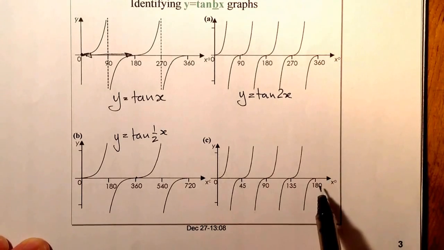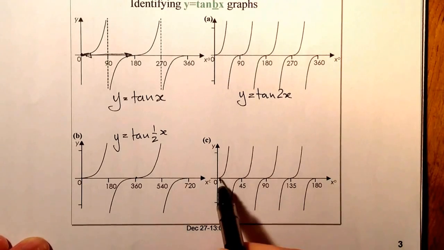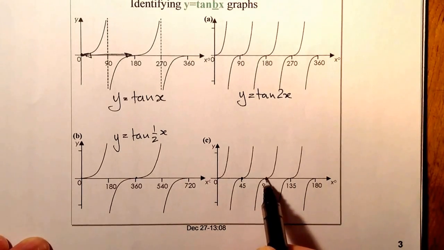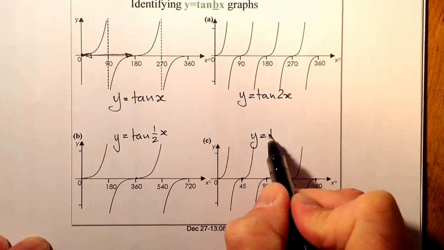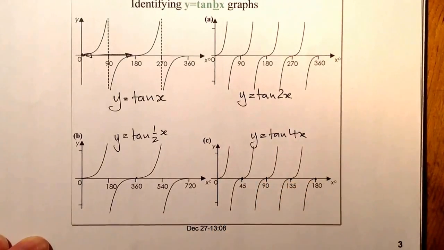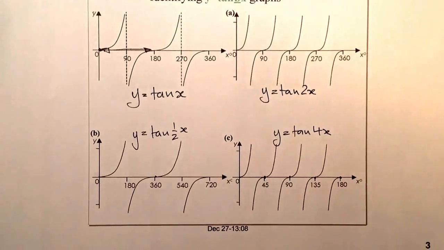This graph here is only going up to 180 now. Normally within 180 there's only one cycle, but what I have here is 1, 2, 3, 4 cycles. So y is equal to tan 4x. Okay, so that's just looked at the letters A and B and a combination of both of them.